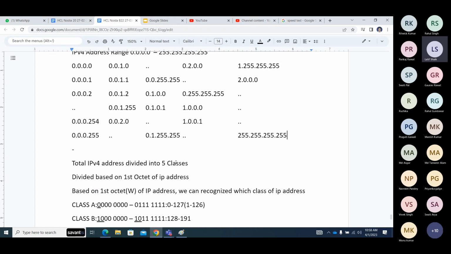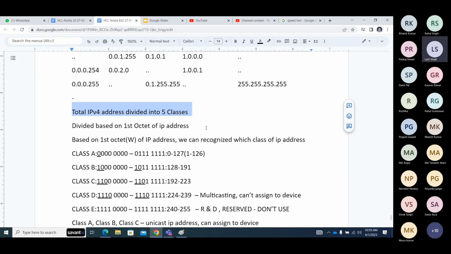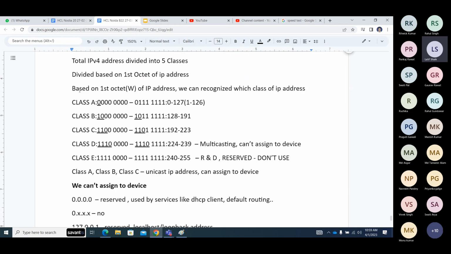This entire IP address range is divided into five classes. We can recognize the class based on the first octet of the IP address, because the division occurs at the first octet, the W portion. Looking at the first octet, we can recognize which class of IP address it is. The first class is class A.